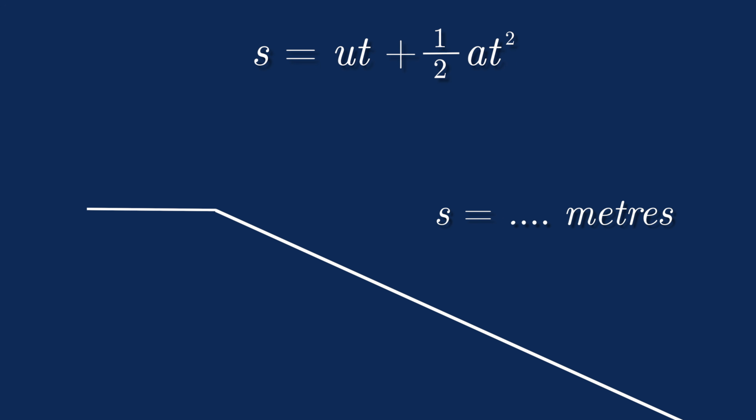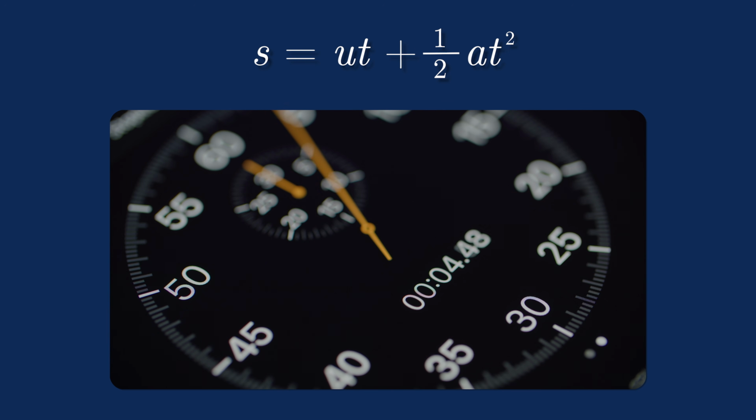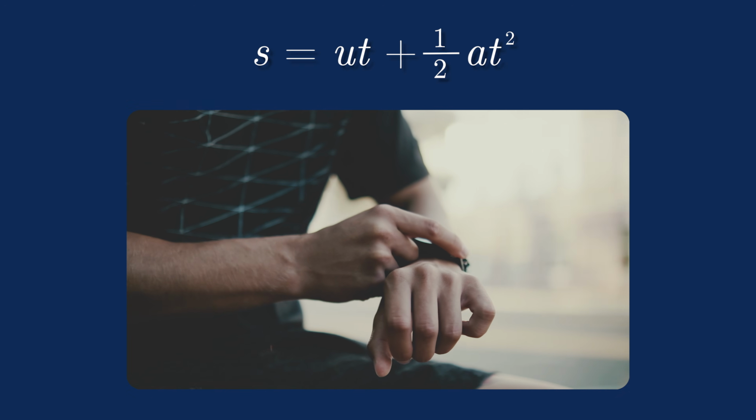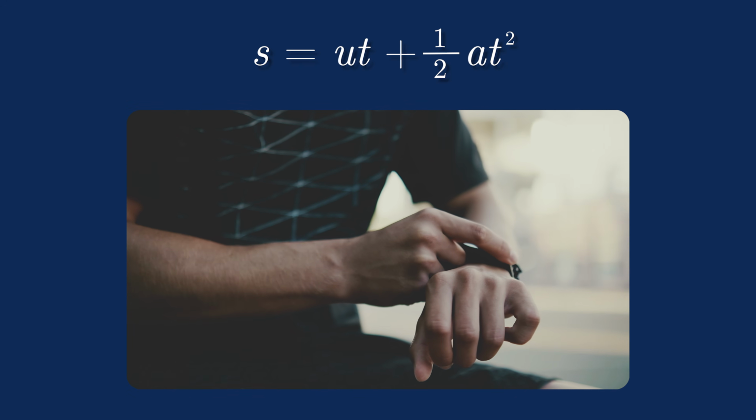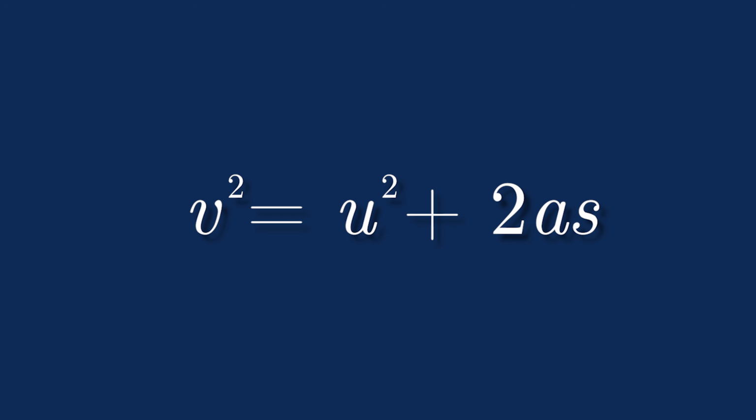But there is a problem with this. In real experiments, timing something by hand is not very accurate, so if I start or stop the stopwatch slightly late, the result might change. So that's just something to bear in mind if you plan on doing these experiments in real life. The third equation is V squared equals U squared plus 2 multiplied by A multiplied by S.